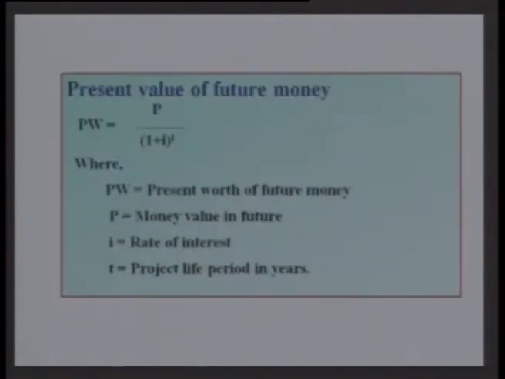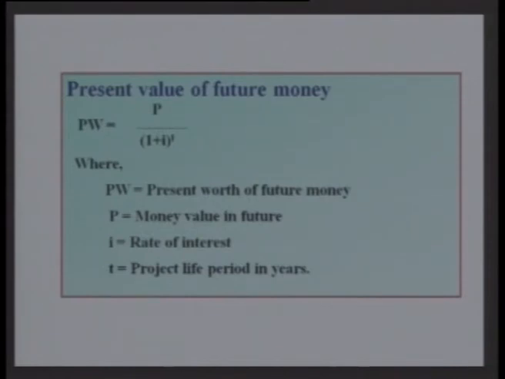Similarly, there is another one which is called discounting, the present value of future money. Suppose we get returns after 5 years, and we want to estimate its worth in the present day. The present value of future money can also be estimated through this technique, which is called the discounting technique. The present worth is given as the amount which we will be receiving after 5 years, divided by (1 plus i) to the power t, where i is the interest rate or the discount rate, and t is the time period.